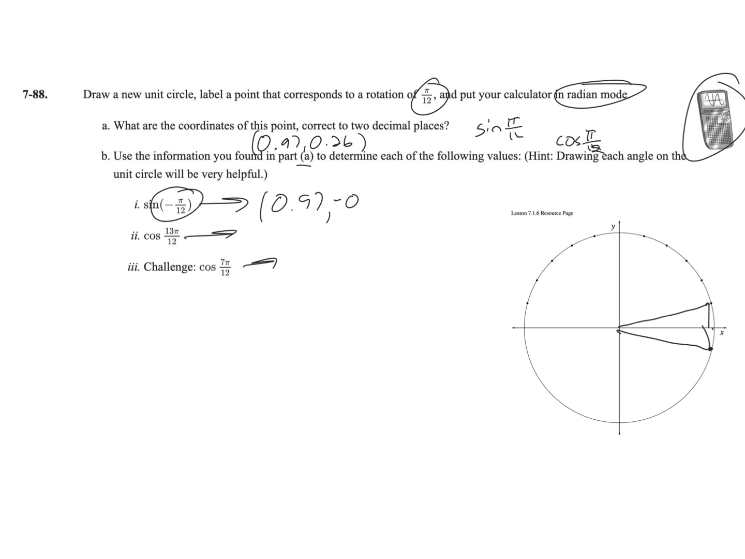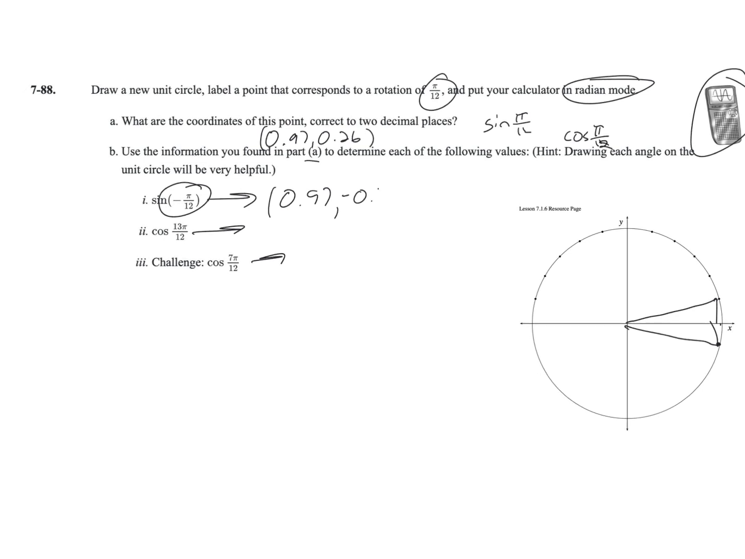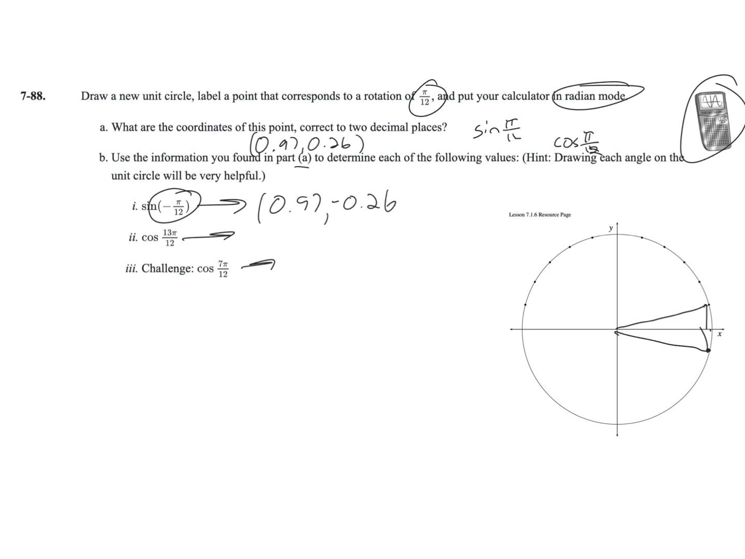So for this value, I just moved down in the y values. I moved down by that negative 0.26. So let me just show this here. This was up 0.26. This just moved down 0.26, that x value that we had right there.